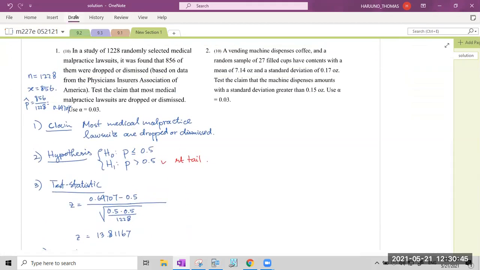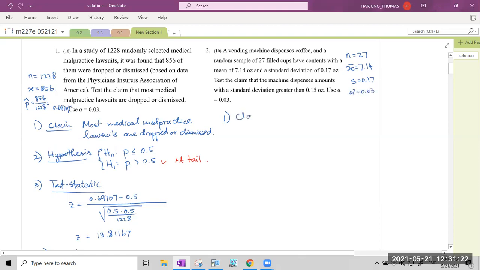Number 2. A vending machine dispenses coffee and a random sample of 27 filled cups, so n equals 27, with a mean of 7.14 and standard deviation 0.17. Test the claim that the machine dispenses amounts with a standard deviation greater than 0.15. Use alpha 0.03.